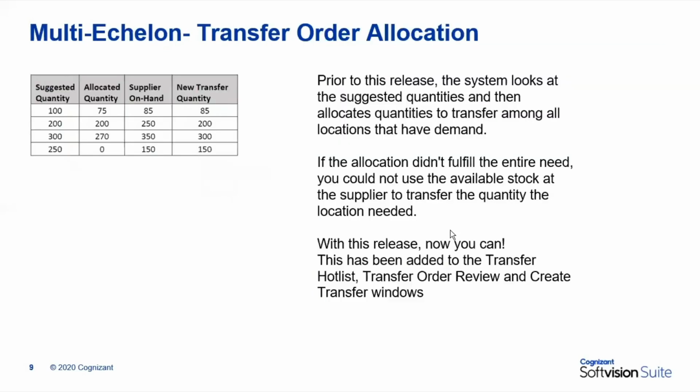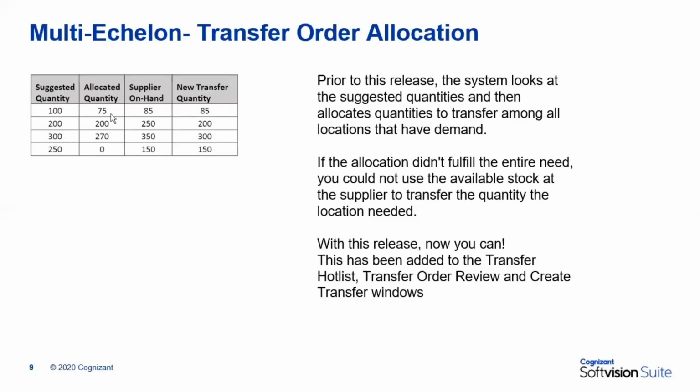Thank you, Linda. All right, for those of you that are multi-echelon customers, we've added some additional functionality in regards to transfers. So currently how the system works is it suggests quantities to transfer and then allocates quantities to the various locations based on your warehouse allocation. So some locations have higher demand for certain products than others. So typically what will happen is not all the time the full suggested quantity will get allocated.